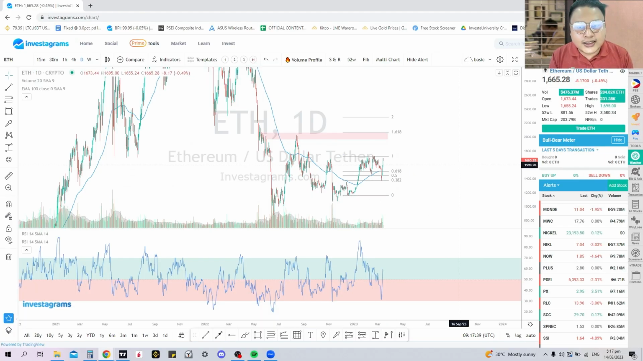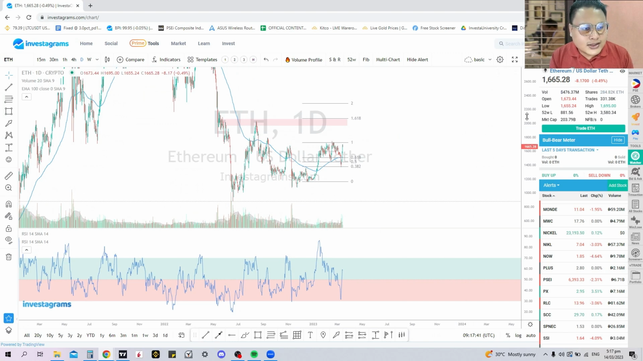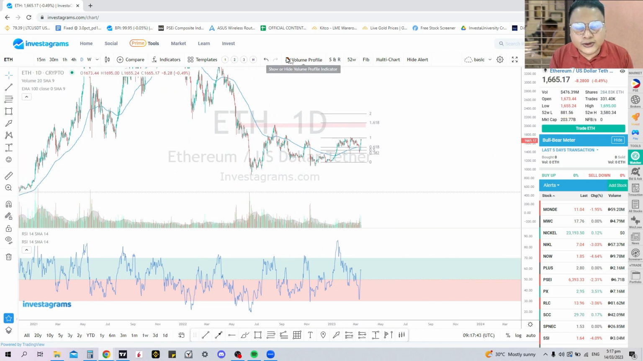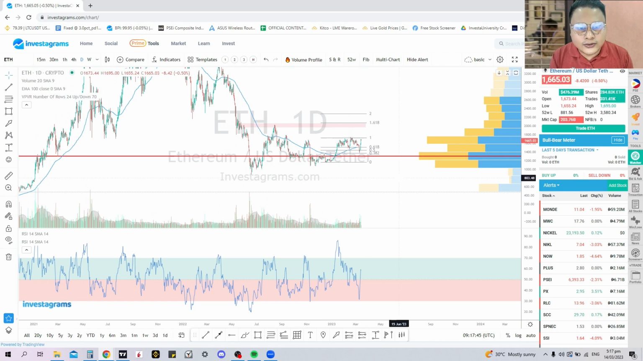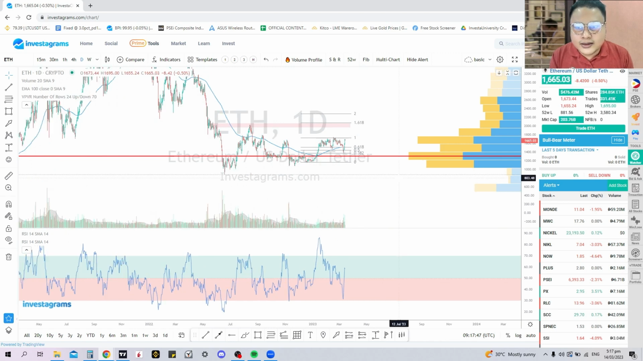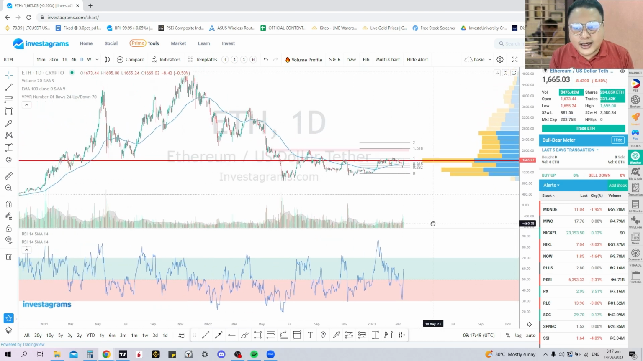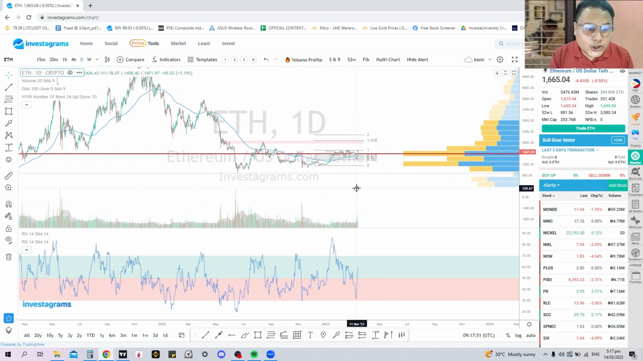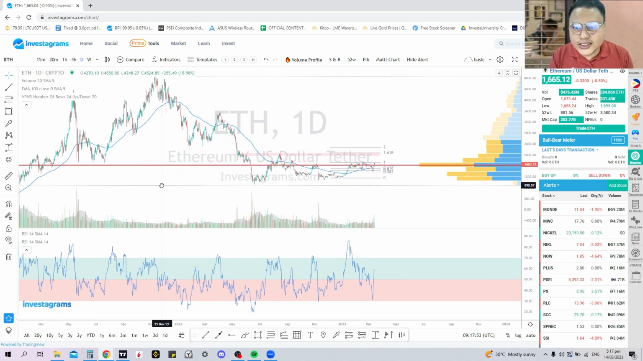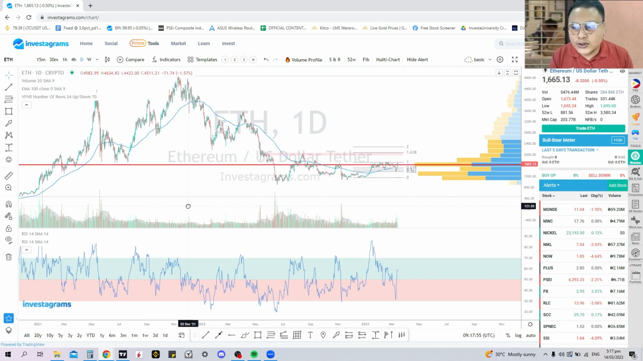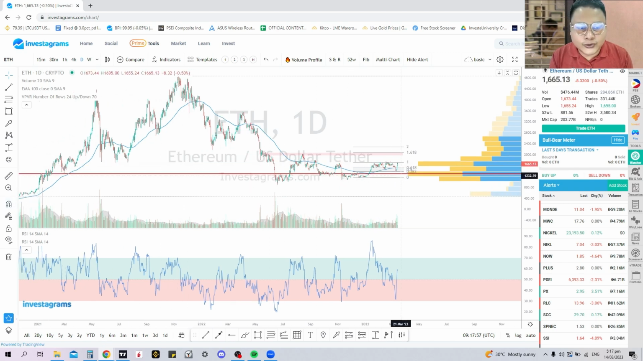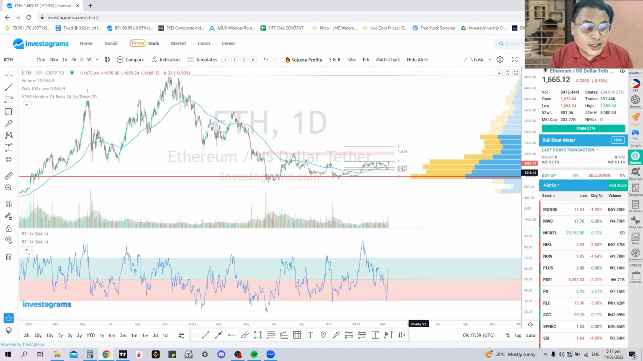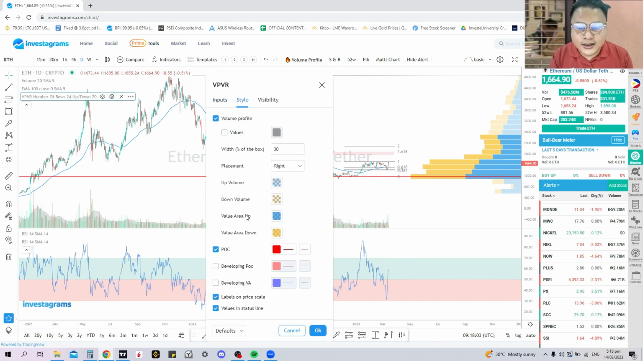So balikan natin ano ba yung volume profile. Sa Investa chart, mahanap mo yan dito. Pwede mo yan pindutin, yung auto volume profile. Basically, kino-consolidate niya lahat ng volume on this visible range. So, from this point up to this point, nandito karamihan ng shares. Ito yung point of control na tinatawag, or POC.